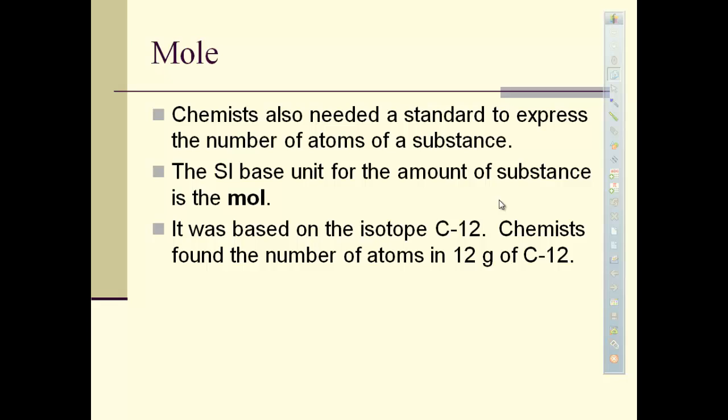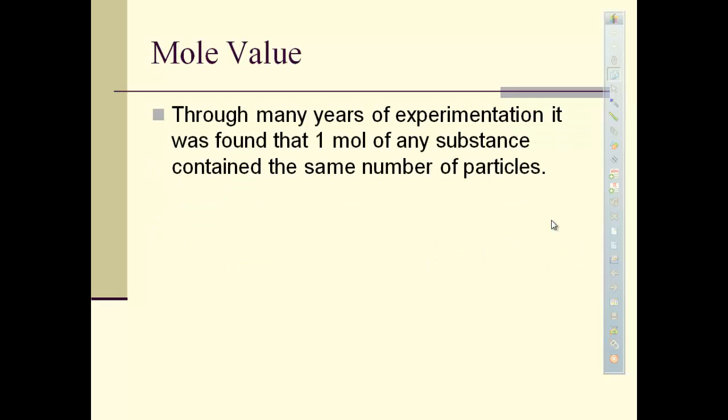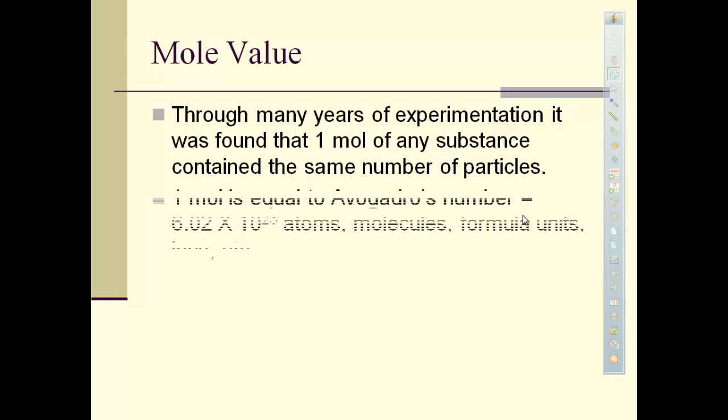So what they wanted to do is say, well, let's weigh out 12 grams and let's go ahead and look at it. Through many years of experimentation, it was found that 1 mole of any substance contained the same number of atoms. So if they weighed out 1 gram of hydrogen, they found out how many particles were in it. When they weighed out 16 grams of oxygen, they could tell how many particles were in it. When they weighed out a compound, for example, water, 2 hydrogens and the 1 oxygen, 18.02, they found out that it had a certain number of particles.